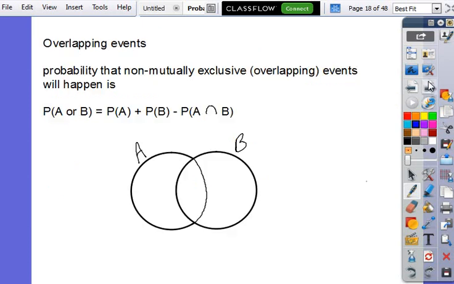All right, overlapping events, on the other hand, can happen at the same time. To do the probability for this one, if they can happen at the same time, you have to find the probability of the first one, add the probability of the second one, but then subtract off the probability of both of them happening at the same time. Hopefully it'll make a little more sense when we're doing the problems. But it's a different form now when it's overlapping. If they can happen at the same time, we've got to do a different formula for the probability.